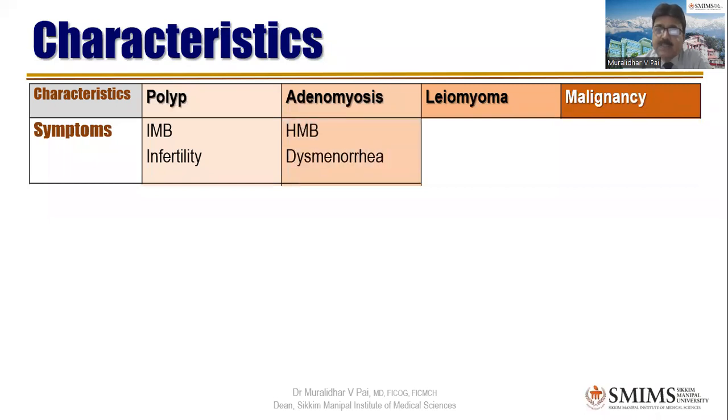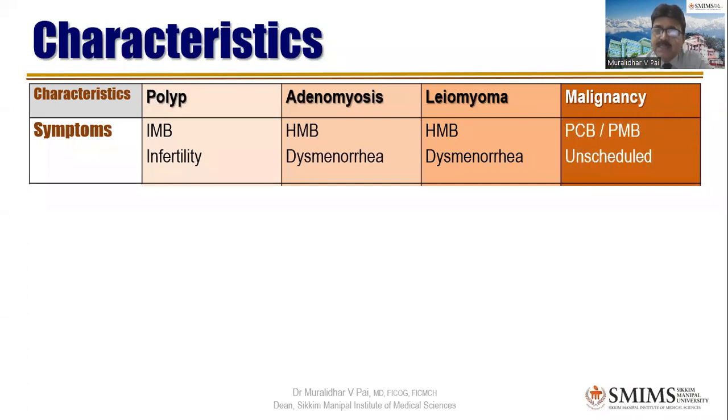Adenomyosis will cause congestion. There will be heavy menstrual bleeding, and there will be congestive dysmenorrhea as well. Leiomyoma, almost the same thing: heavy menstrual bleeding and congestive or spasmodic dysmenorrhea if it is a submucous fibroid. So it is always the confusion between adenomyosis and leiomyoma. I will tell you how to clarify that confusion in the next slide.